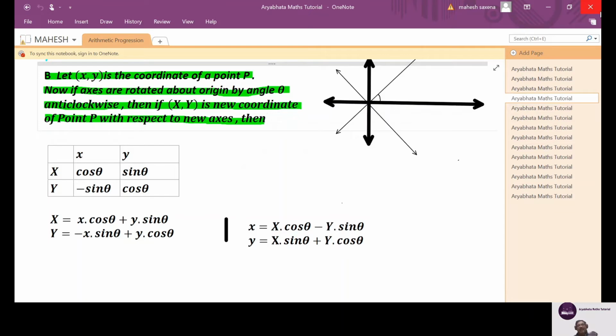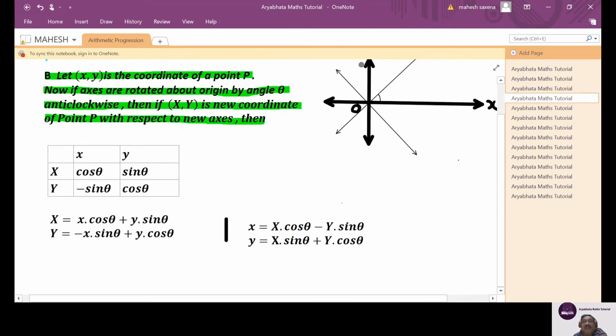Now we come to when the axis is rotated about the origin. Let this be the origin O, this the x-axis and this one the y-axis. Suppose this axis is rotated by an angle theta anticlockwise; then this becomes the capital X-axis and this becomes the capital Y-axis. In this case, we should remember the formula in this chart.